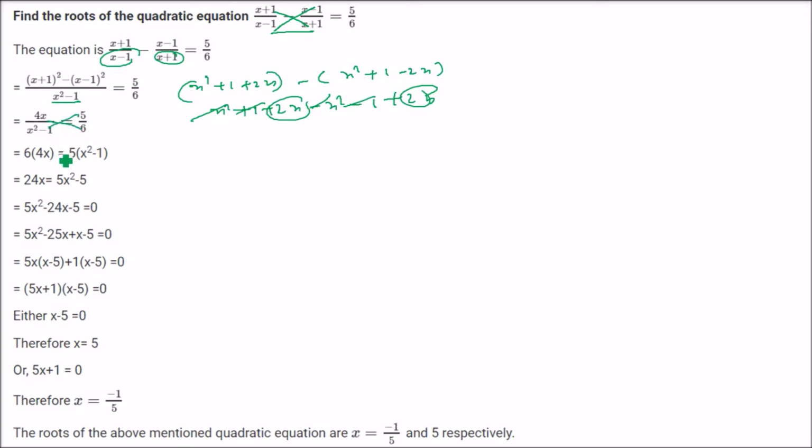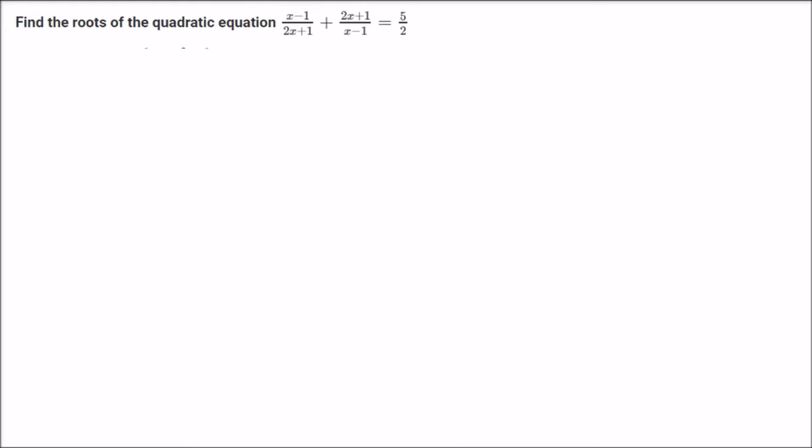So multiply this with 6, multiply this with 5. So you get a quadratic equation like this. So now you can write 5x square minus 24x minus 5. Minus 24x can be written as minus 25x plus x. Take 5x common, this will be x minus 5. Take 1 common, x minus 5. So this will be 5x plus 1 and x minus 5. From here you get x equal to minus 1 by 5. From here you get x equal to 5. So minus 1 by 5 and 5, these are the roots of this equation, which finally is the quadratic equation.